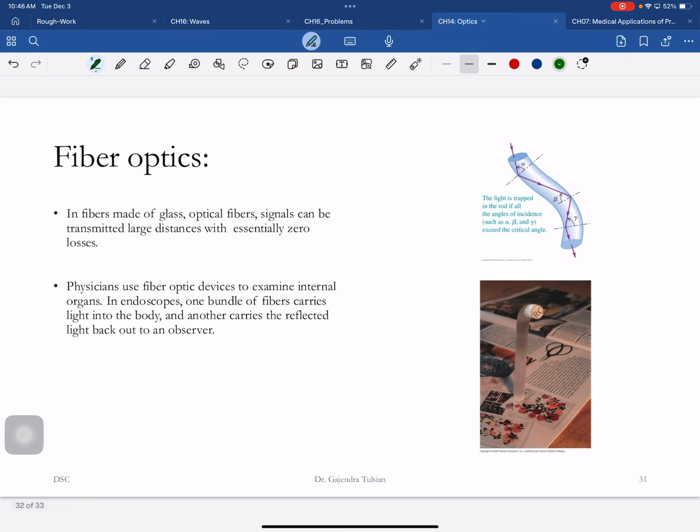And here's an illustration of this. Here's a fiber optic cable. There's this letter, and you can read that letter. Physicians use fiber optic devices to examine internal organs. When they send that tube down, it has a light source and a fiber optic cable, so you can see the internal organs.